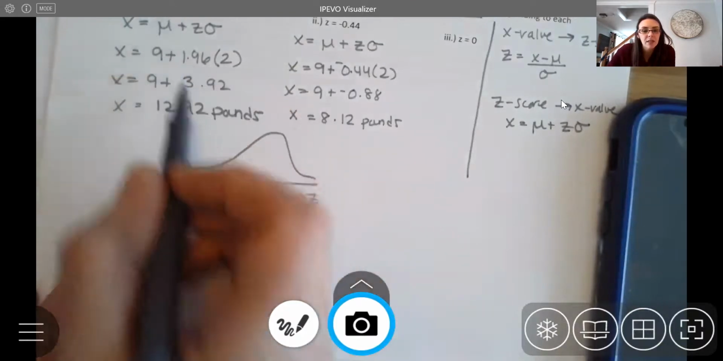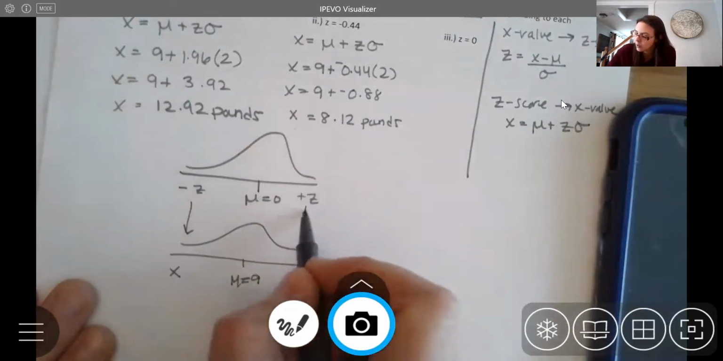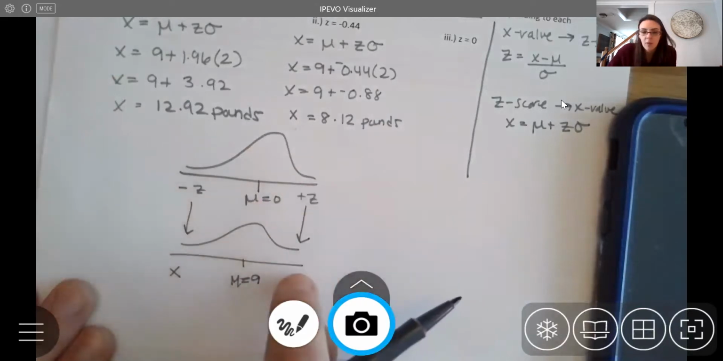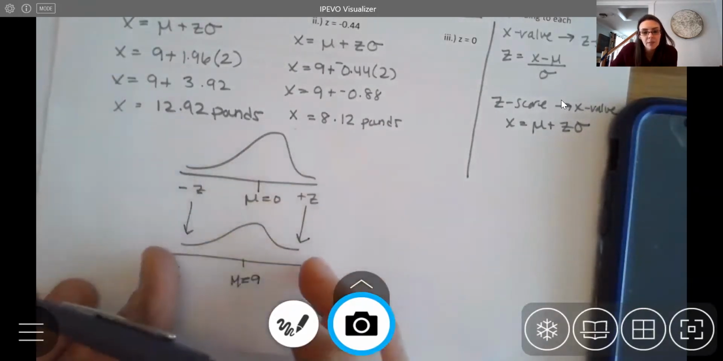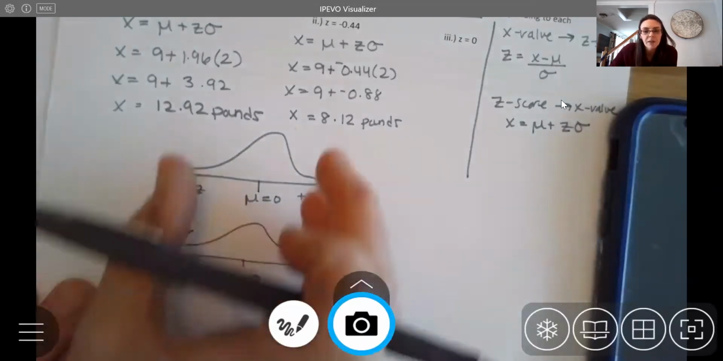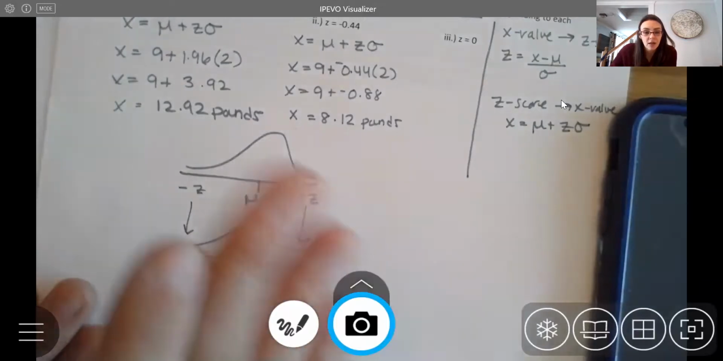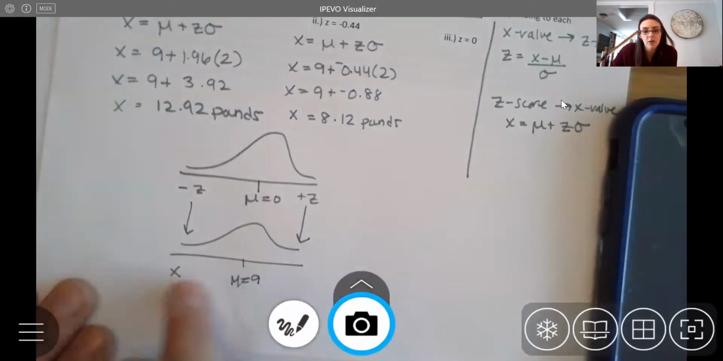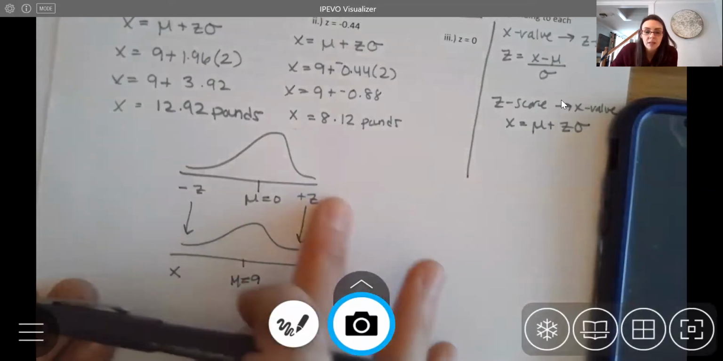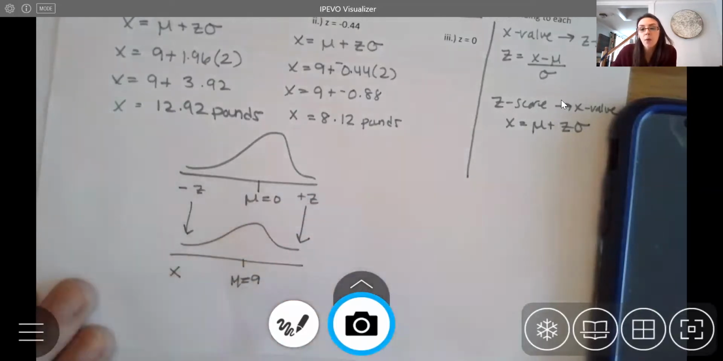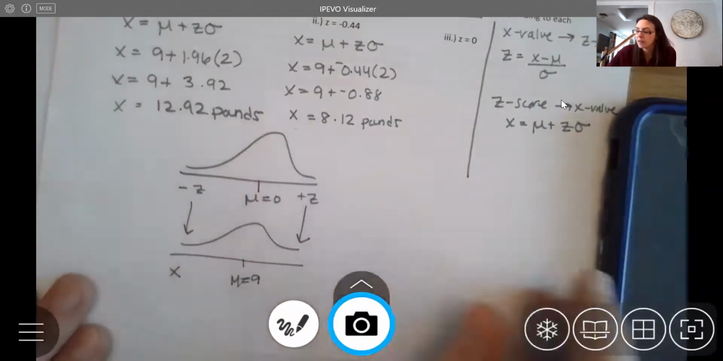And a positive z-score, again, you're going over here on the graph, is going to be a weight that's greater than 9 pounds. So you have the same distribution, the same picture. It's just that you're transferring from one form to another. So for this particular case, negative z-scores refer to weights that are less than the center, which is 9 pounds, and positive z-scores refer to weights that are more than the center. So that's why you see the different weights there.